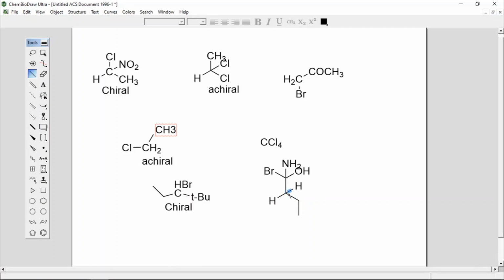Now this carbon, chiral or achiral? It's achiral, because this carbon is attached to two same groups, hydrogen and hydrogen. For a carbon to be chiral, it should have four different groups, and this carbon is attached to two same groups, hydrogen and hydrogen. So that's why it's achiral.